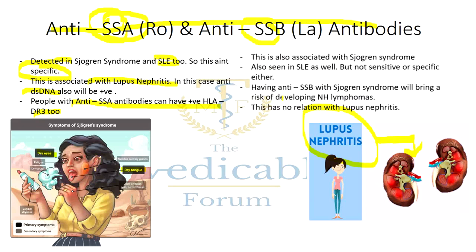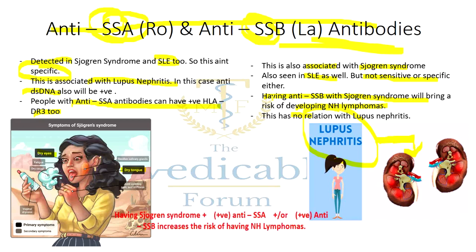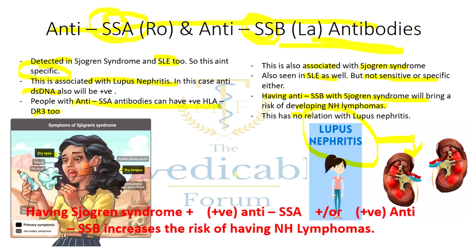What about anti-La, SSB? This is also associated with Sjogren syndrome, as you have the SS here. Also, it's seen in SLE as well. It's not specific, nor sensitive either. Having anti-SSB with Sjogren syndrome will bring a risk of developing non-Hodgkin's lymphoma, and to note that anti-La antibodies have no relation with lupus nephritis. So what I want to mention is having Sjogren syndrome and having anti-SSA and anti-SSB, or having only anti-SSB, however, increases the risk of having non-Hodgkin's lymphomas.